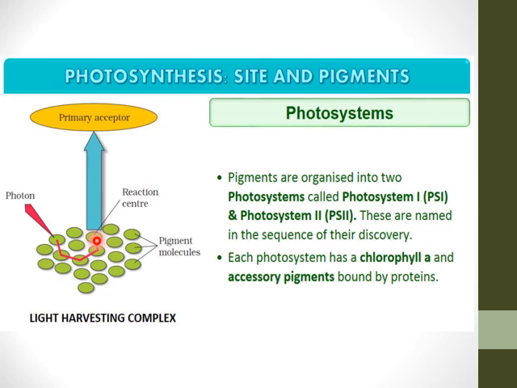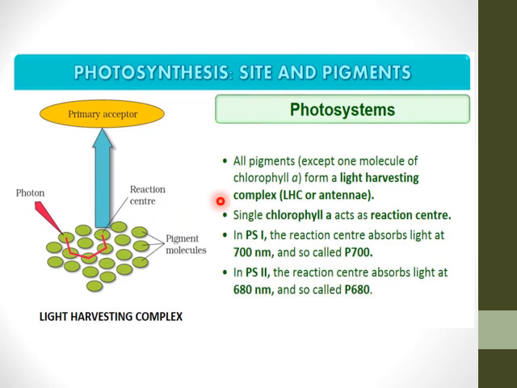The reaction center is having the main pigment, that is the chief pigment, that is chlorophyll A. So when the light falls on that particular pigment, first it is received by the accessory pigments so that they can protect the reaction center from photooxidation. So all the pigments except one molecule of chlorophyll A form the light harvesting complex, that is LH or antenna. A single chlorophyll A acts as the reaction center. So this is the chlorophyll A which acts as the reaction center.